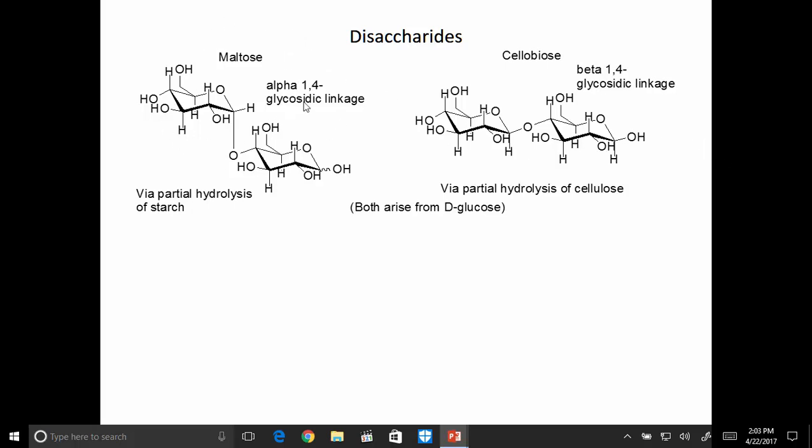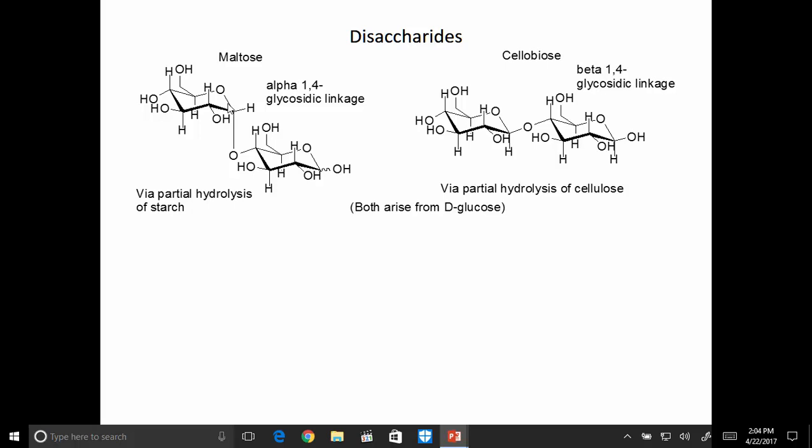This is maltose, this one, and this is cellulose. If you look at them, there's really only one difference between them, and that's the fact that on the left side here, we have an alpha glucose, and on the right side here, we have a beta glucose. Other than that, these two are really the same compound. So they're diastereomers of each other. They're actually epimers. They're different at only one of the chiral centers, this one right here. All right, so let's look at how these link up.